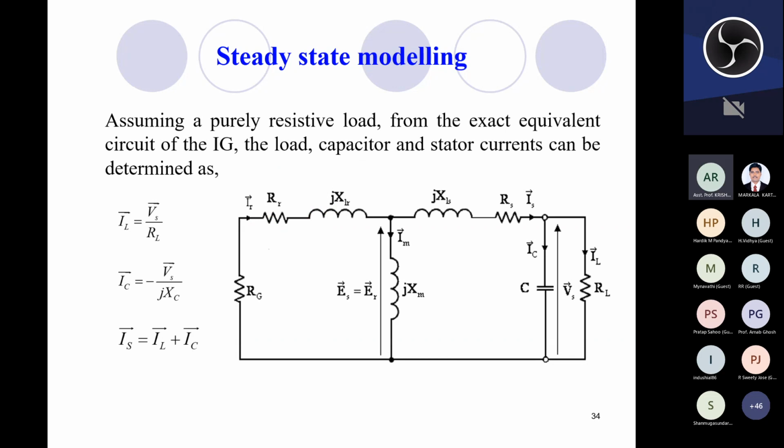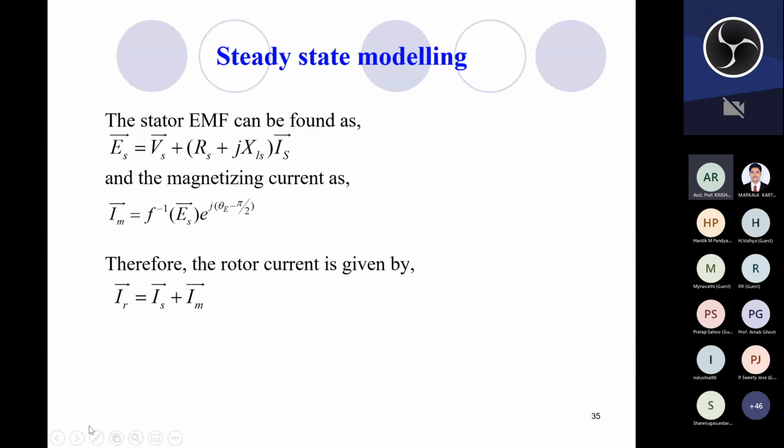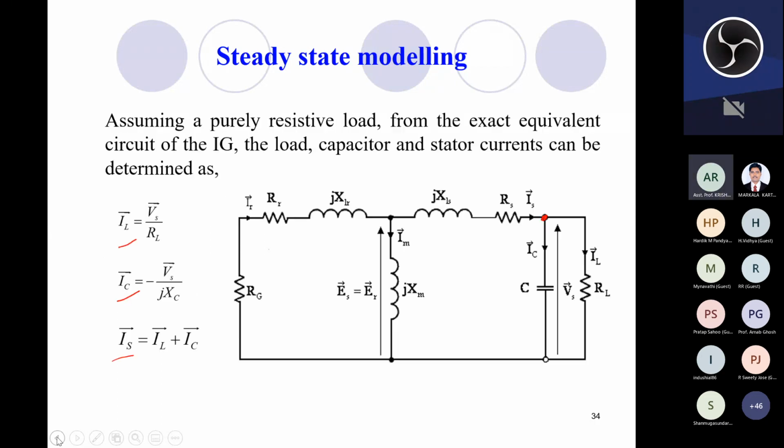Now, based on that, we can calculate the value of capacitor. So, using this equation, we can calculate all the current values, that is load current, capacitor current, and the stator current, which can be written applying KCL at this point. So, IS equals IL plus IC, and the stator EMF expression can be written applying KVL around this loop.